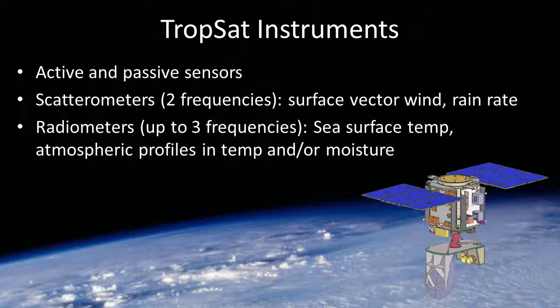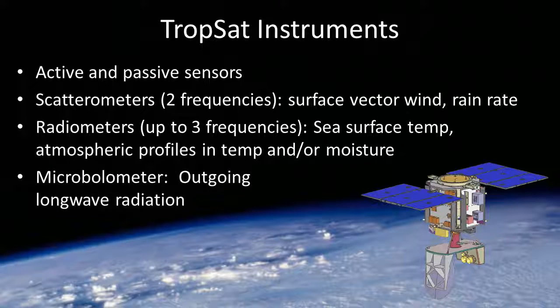Radiometers are the passive instruments. TropSat will have up to 3 of those. They measure sea surface temperature and generate layered readings of temperature and moisture up into the atmosphere. Finally, a microbolometer will observe outgoing long-wave radiation at the top of the atmosphere.